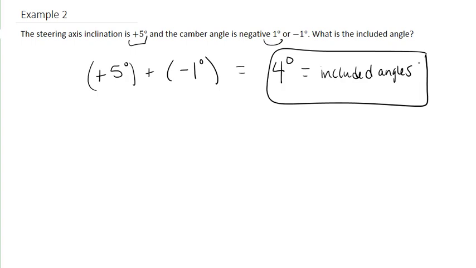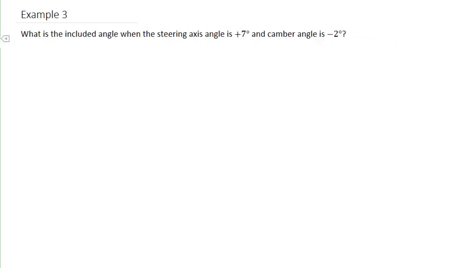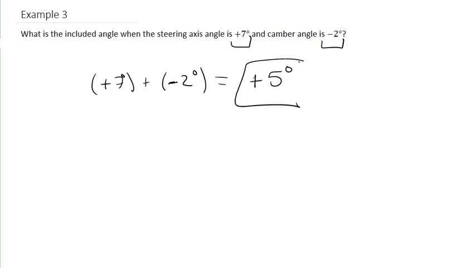So let's look at another example. Example 3: what is the included angle when the steering axis angle is positive 7 and the camber angle is negative 2? We're going to add the two together. So this becomes 7, and because there is a plus negative 2, you can just say it's 7 minus 2 to simplify things. Or we can go 7 plus negative 2, which is still equal to positive 5 degrees. And this would be our included angle.